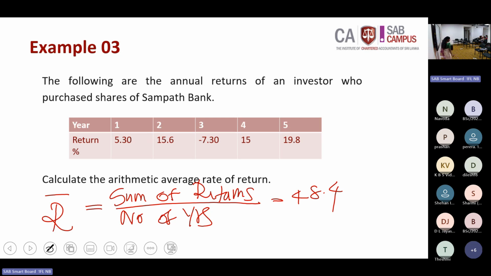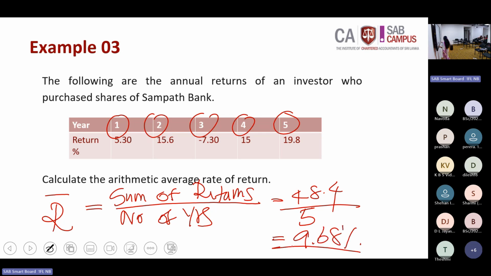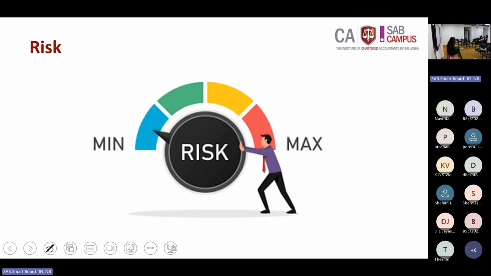That is 48.4 divided by 5. Why are we dividing it by 5? Very good. That's 5 years. What's the value? 9.68. Okay. Next one.